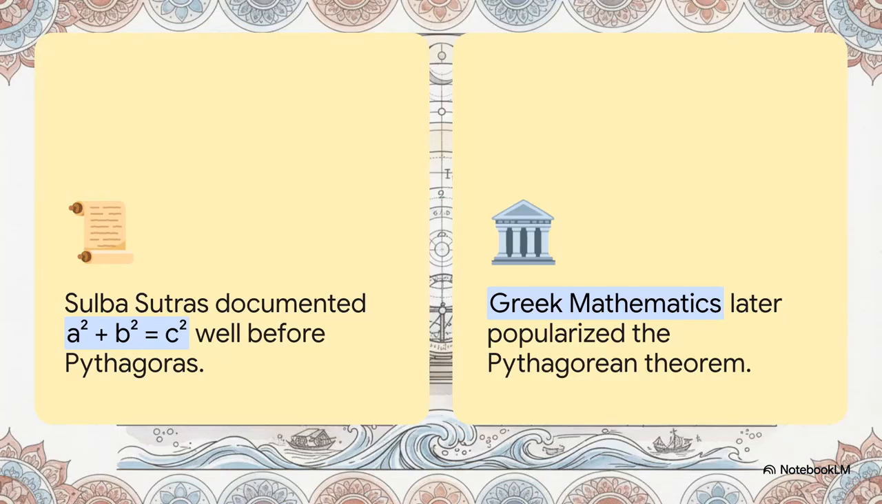And historically speaking, this is where things get really fascinating. Looking impartially at the historical record, the exact geometric relationship we all know as the Pythagorean theorem, a squared plus b squared equals c squared, well, that was documented by Indian mathematicians like Bodhayana and Apastamba in the Sulba Sutras long before Pythagoras was even born. It just goes to show that these fundamental geometric truths were being discovered and applied independently in ancient India.